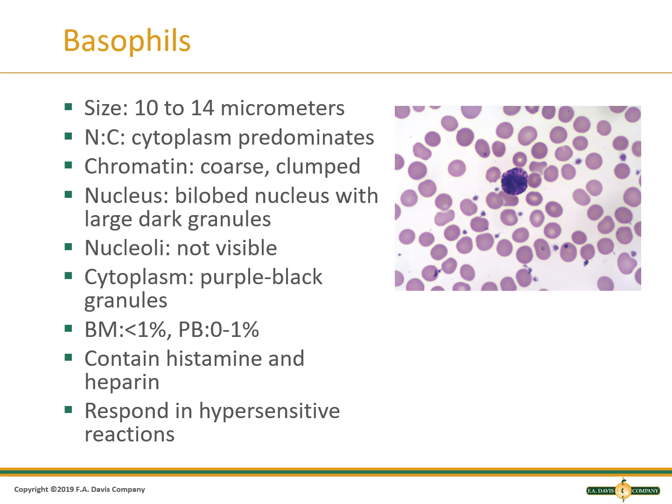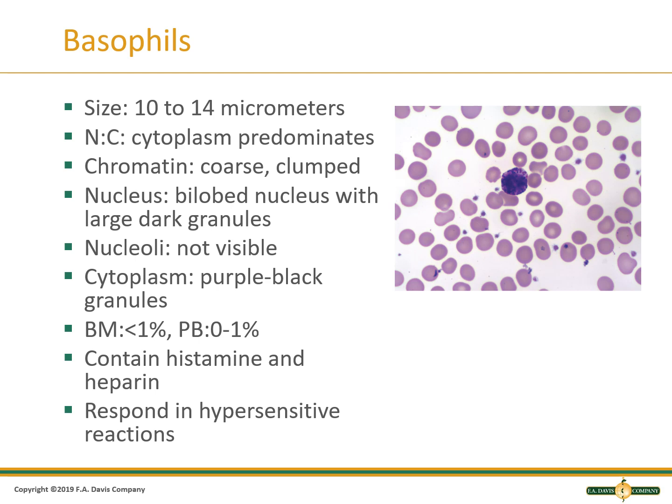Sometimes the nucleus is hard to see because of those larger dark granules. Sometimes the granules are more thinned out and you can see the nucleus better. You will not have visible nucleoli. The cytoplasm is going to be very dark, like purple to black granules. In the bone marrow, it's less than 1%, and in the peripheral blood, it's going to be 0 to 1%.